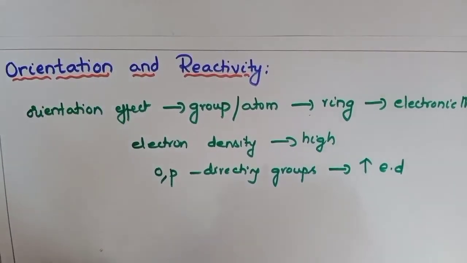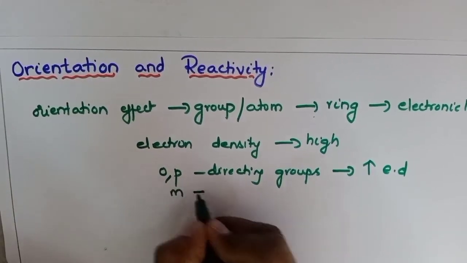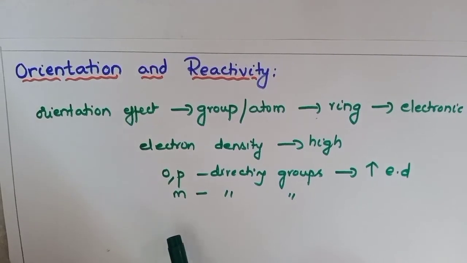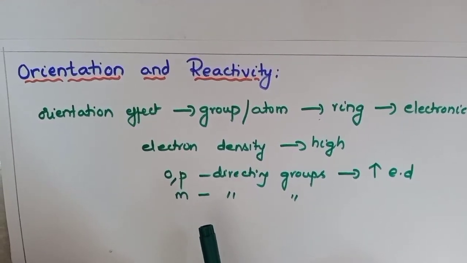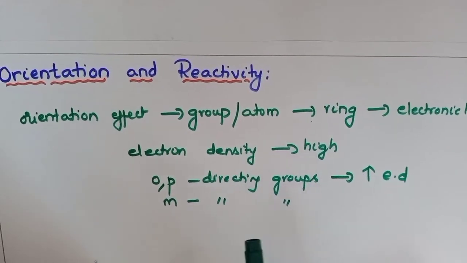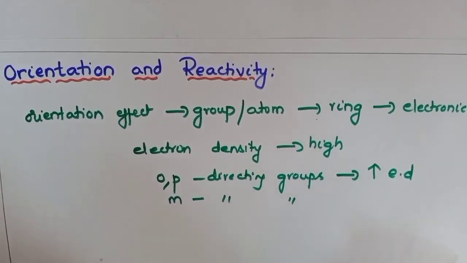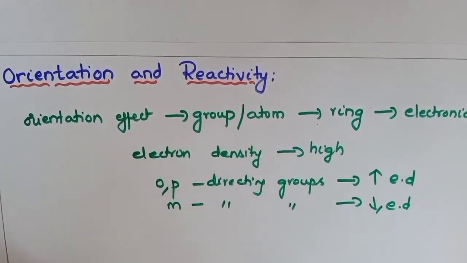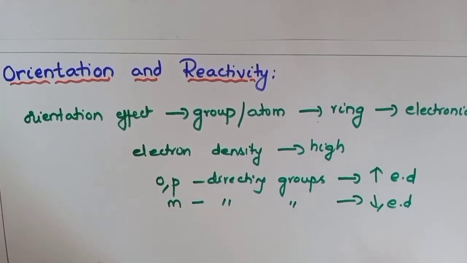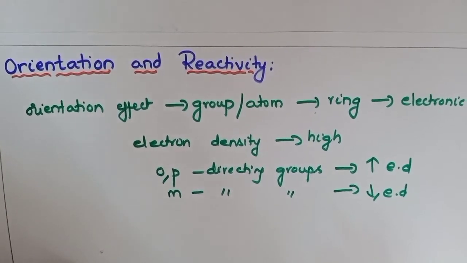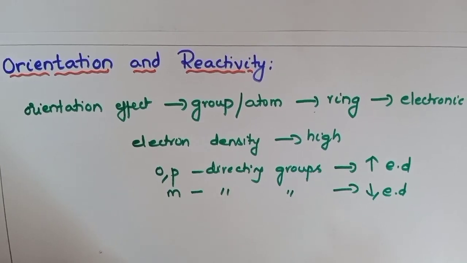Okay. When we come to meta-directing groups, what are these called? They are called deactivating groups. Deactivating means what? They deactivate the benzene nucleus. That means they decrease the electron density in the benzene nucleus and hence hinder further substitution. That means they do not facilitate further substitution.